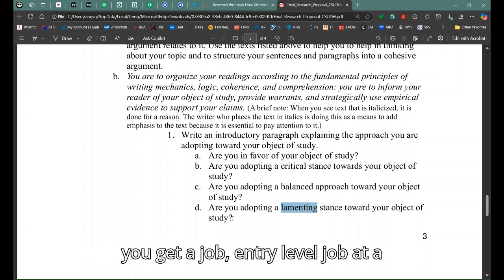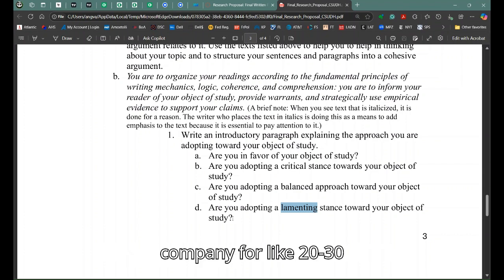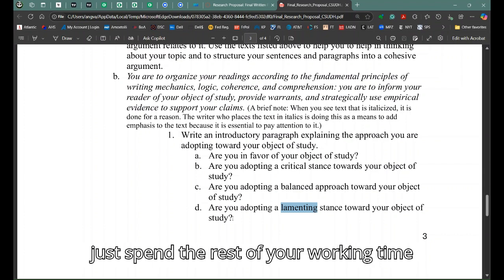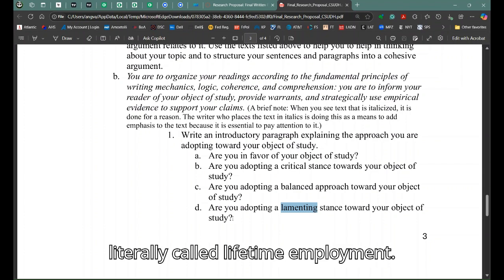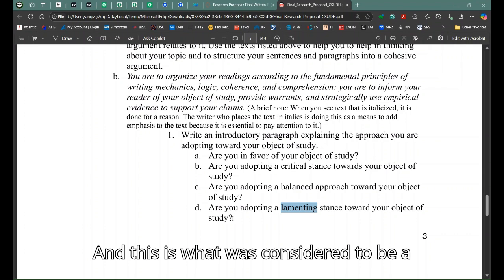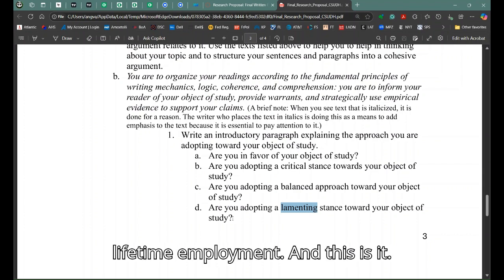But anyway, so then you would work once you graduate from high school. You get a job, an entry level job at a company, and you might work for that company for like 20, 30 years, or you might work at a company for 10 years and go to another one, and then just spend the rest of your working time for that one company. And that is literally called lifetime employment. And this is what was considered to be a successful life under the rubric of understanding of lifetime employment.